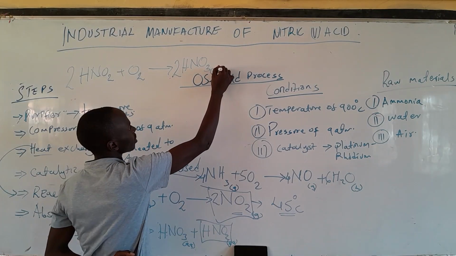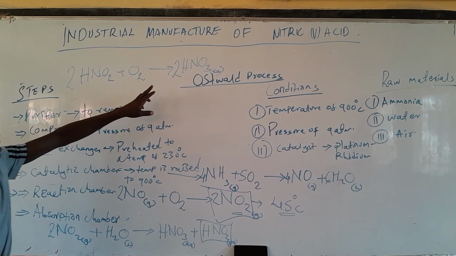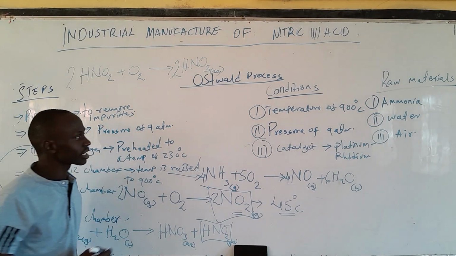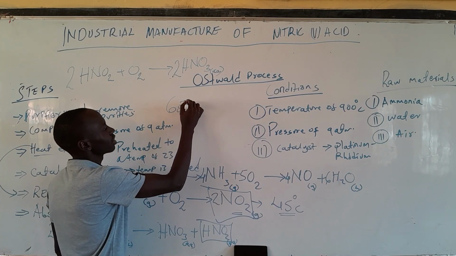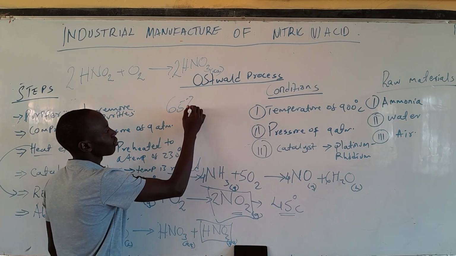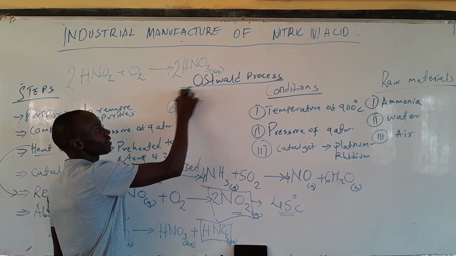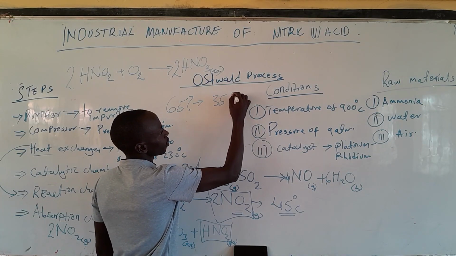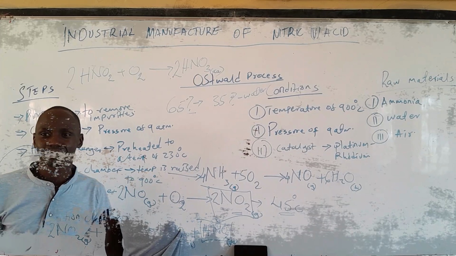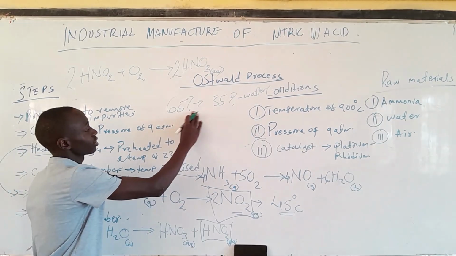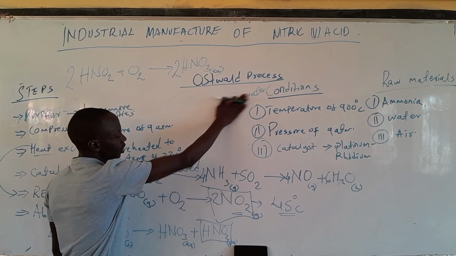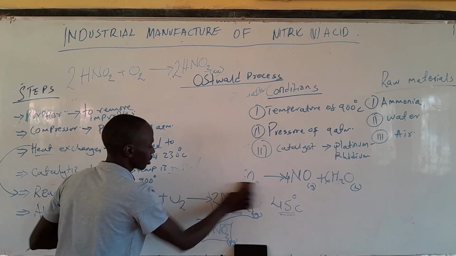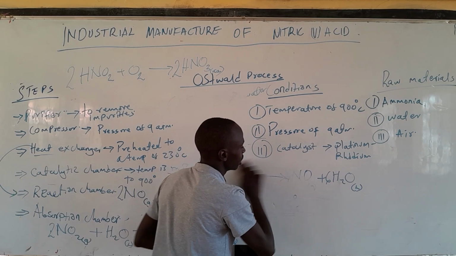This one is aqueous. Now, the nitric 5 acid produced through the Ostwald process is 65% concentrated, whereby it comprises 65% nitric 5 acid and 35% water. After that, we are going to summarize the whole process with a flow chart, that is the Ostwald process flow chart, in this manner.